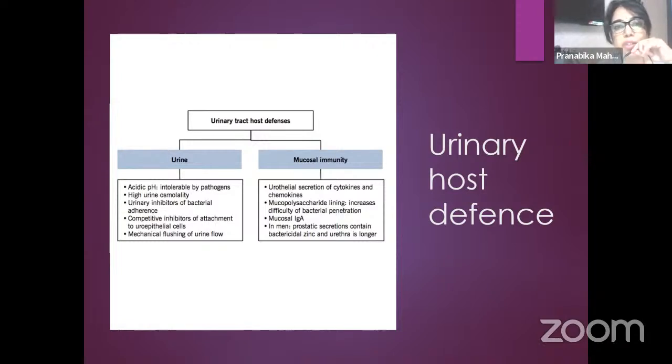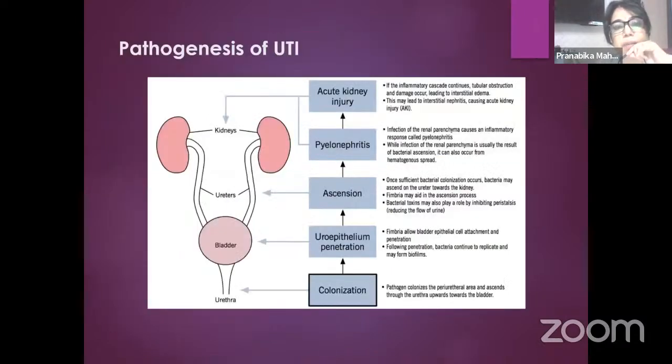Then mucosal immunity: urethral secretion of cytokines and chemokines. This helps increase the immunity of the host. Then the mucopolysaccharide lining increases the difficulty of bacterial penetration. Then mucosal IgA immunoglobulins. In men, prostatic secretion contains bactericidal zinc and the urethra is longer. So this is why we do not get as much urinary tract infection in the male, unlike in women. Next slide, please.